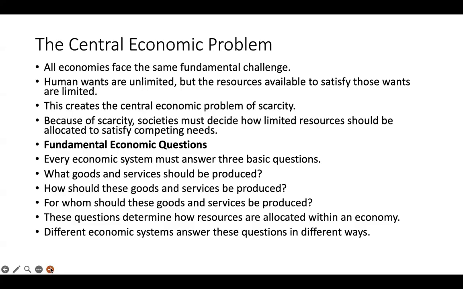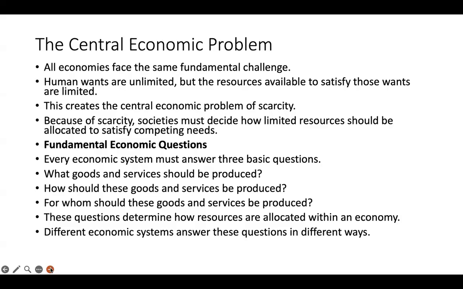And our next topic is the central economic problem. Every economy faces the same basic challenge. Human wants are unlimited. People always desire more goods and services to improve their living standards. However, the resources used to produce these goods are limited. Resources such as labor, land, machines, and raw materials are scarce. This imbalance between unlimited wants and limited resources creates what economists call the central economic problem.